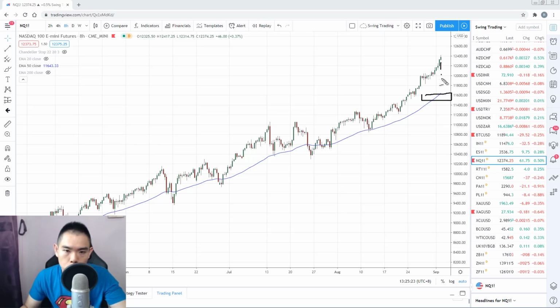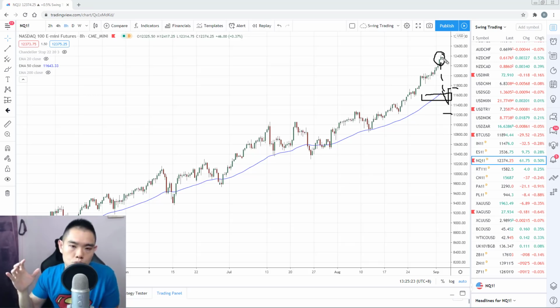So you could pull back, then get rejected, close strongly back above the 50 MA, and go long on the next candle open. Stop loss again 1 ATR below this low. Possible target could be at this swing high over here as the price retests this swing high. Okay, so that's kind of the game plan to trade Nasdaq.